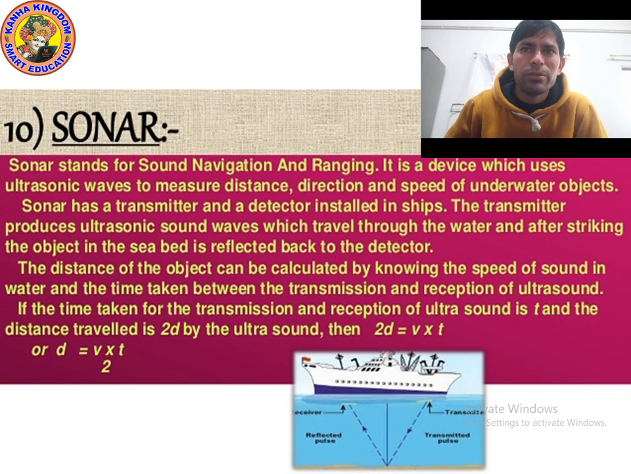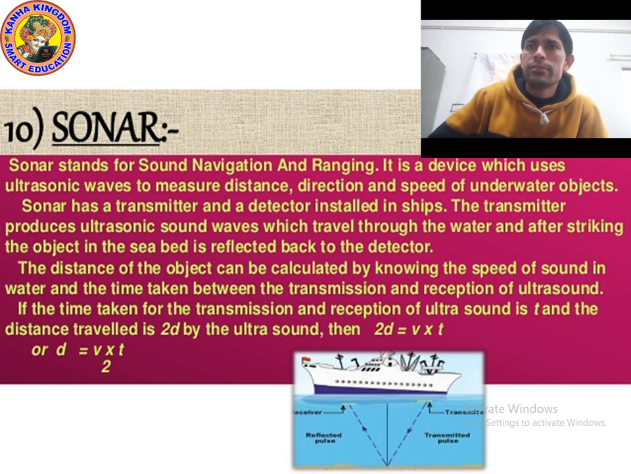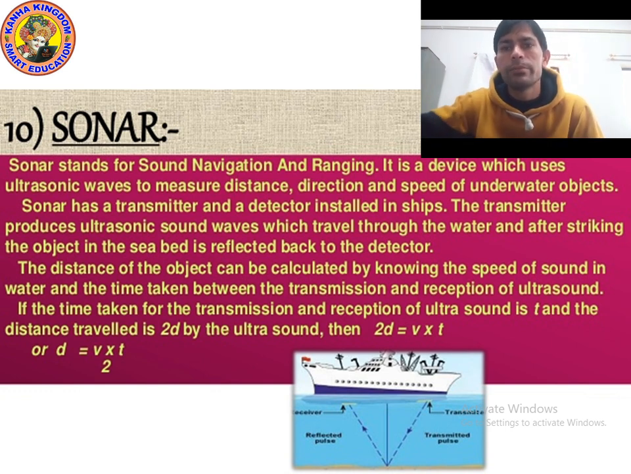and the total distance traveled is 2d, meaning d plus d. Okay, d is from the transmitter to the seabed, and from the seabed again to the detector is again d, so 2d. So the distance will be d equals v into t divided by 2. D is equal to v t divided by 2. Yes, this is the formula for the calculation. Now let's move on to the next point.